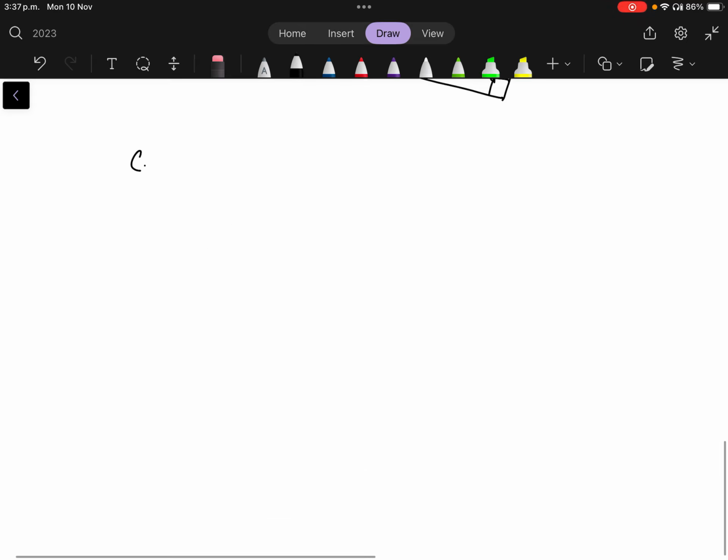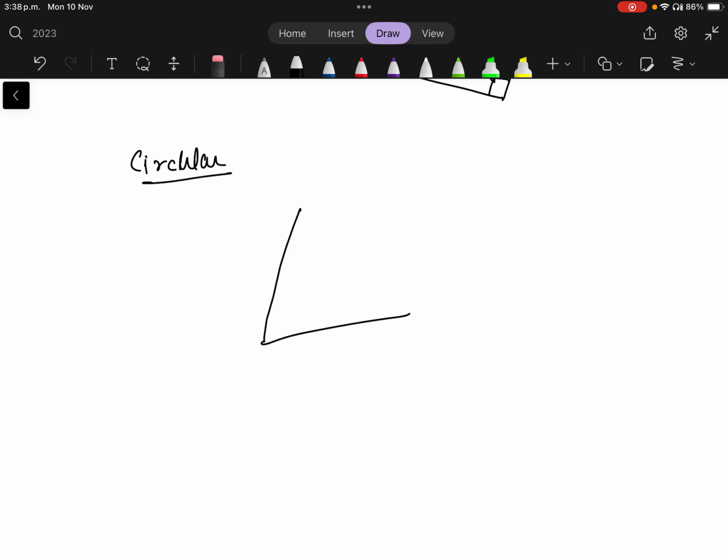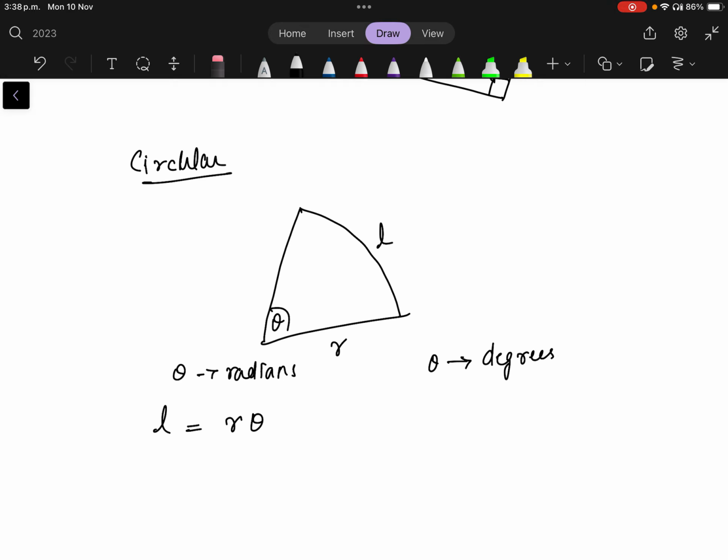Now the second thing you will work on in trigonometry is the circular measure. With the circular measure, if you have an arc like this, this is the length of the arc, this is the angle, and this is the radius, the length of the arc will be equal to r theta, if theta is in radians. If theta is in degrees, L is equal to theta over 360 times 2 pi r.